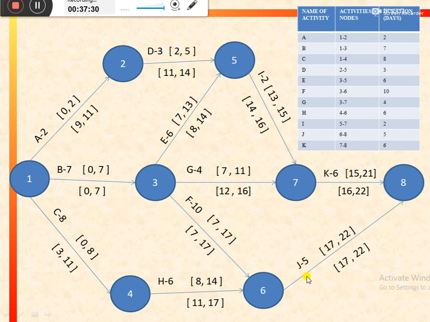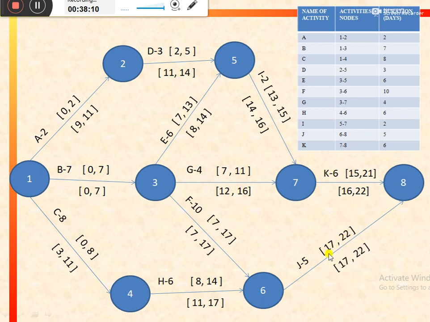So the path which has the highest duration is this one, from 1, 3, 6, 8, and the duration is equal to 22 days. So it is the critical path, and we can cross-check it by calculating the difference between earliest start and latest start, and earliest finish and latest finish. The values of the earliest start and latest start would be the same for the critical path, and the values of earliest finish and latest finish would also be the same.